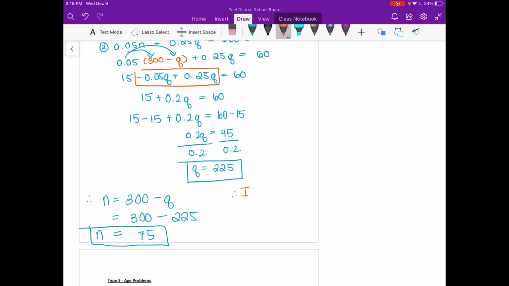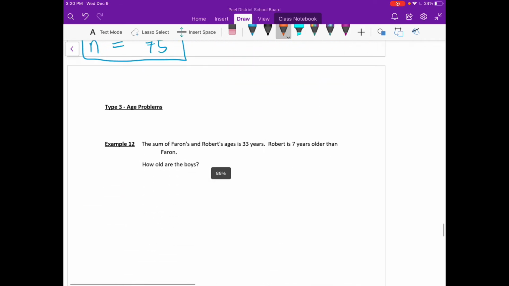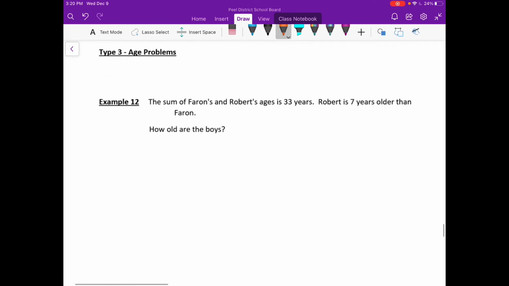Therefore, I have 225 quarters and 75 nickels. Cool. And that's that. So we're going to move on, and we're going to do age problems now.